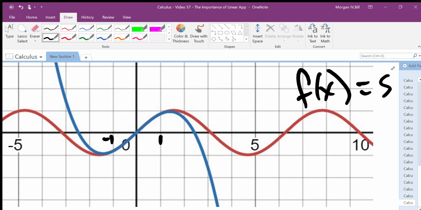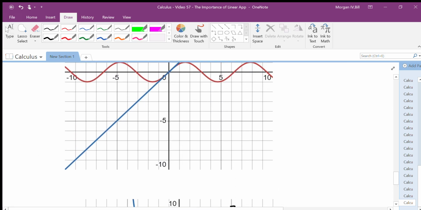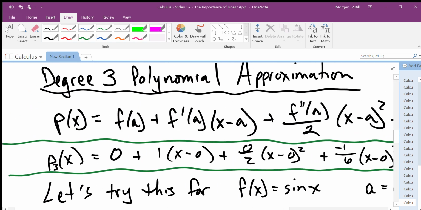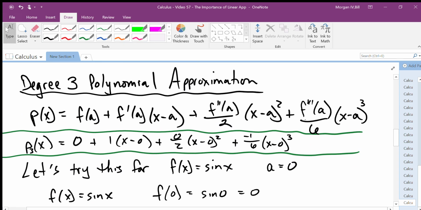What about a degree 4 polynomial, or a degree 5 polynomial, or a degree 6 polynomial, degree 7, right? What if this keeps on going? How close of an approximation can we get? Well, let's take a look at this. Again, we're just going pattern recognition here. We had, for the degree 3 polynomial, p of x is equal to, I'm looking at right here, p of x is equal to f of a plus f prime of a times x minus a, plus f double prime of a divided by 2 times x minus a squared, plus f triple prime of a divided by 6 times x minus a cubed.